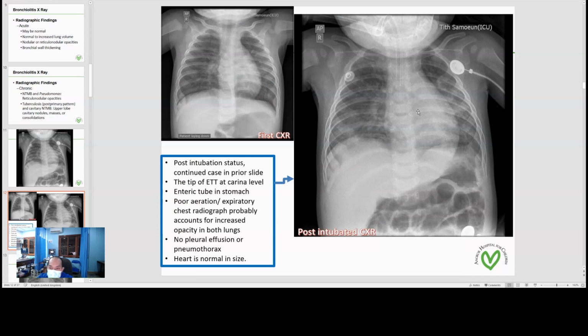Airway, we see the tip of each tube is at the coronal level, and one more thing, the abnormality in the E. You can see the abnormal opacity in both lungs with lost lung volume. So this indicates that the atelectasis happened after intubation. And one more thing, we can see the tip of the feeding tube is probably in the stomach.